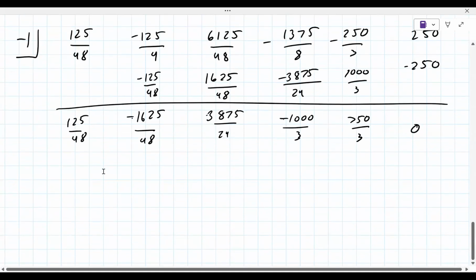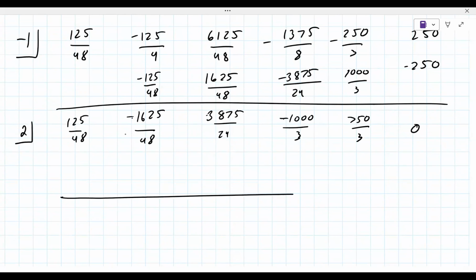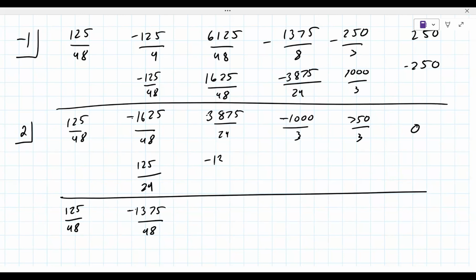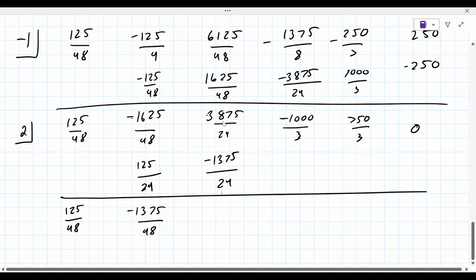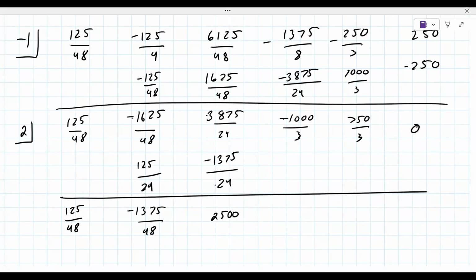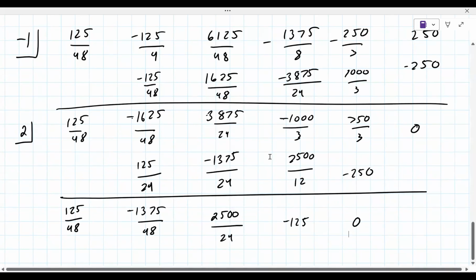So the next one here to do is 2. So 125 over 48 times 2 is 125 over 24. We're just back to adding these together. Minus 1625 over 48 plus 125 over 24. Minus 1375 over 48. So times 2 is minus 1375 over 24. I really want to do these by hand. I should. So this becomes 2500 over 24. This is 2500 over 12. So being minus 125 times 2 is minus 250. You end up getting a 0 there. So then we do it for 3.